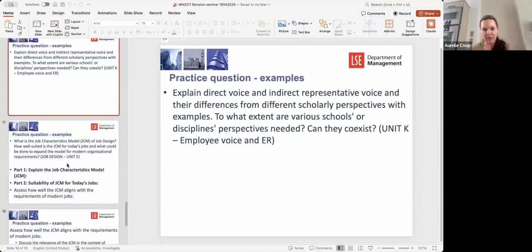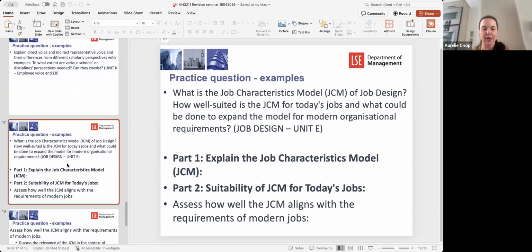To finish the session, and then I'll let you go, here is a development of the first question as a backbone. So what is the JCM? How well suited is the JCM for today's job? And what could be done to expand the model for modern organizational requirements? A good idea, again a suggestion, because in this type of exam there is no one answer that fits all. Many different answers can lead to a high mark. It depends how well you argue and what type of argument you bring in, right?